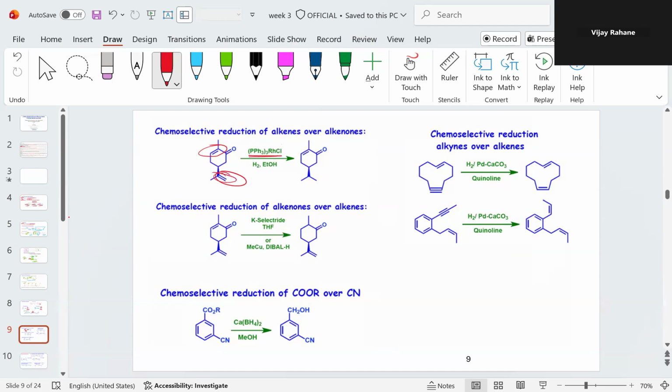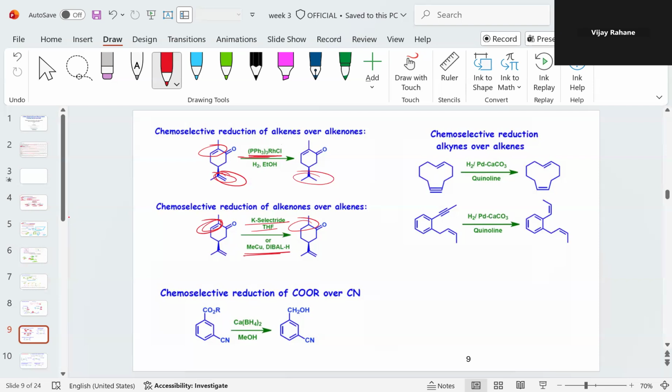So if you want to reduce this isolated olefin, what can we do? We use (PPh3)3RhCl salt. If you use this reagent with hydrogen in ethanol solvent, then we can selectively reduce the isolated olefin. But if you want to reduce the conjugated olefin, conjugated with the carbonyl compound, then we can use K-Selectride in THF, or another condition like MeCu, copper, and DIBAL-H. These reagent combinations we can use to selectively reduce the conjugated olefin part.